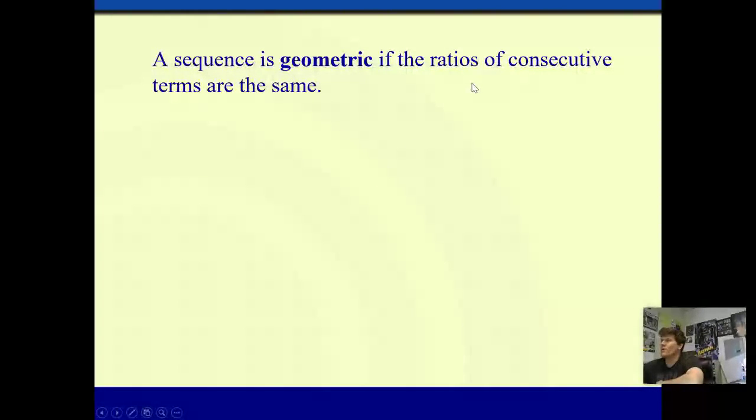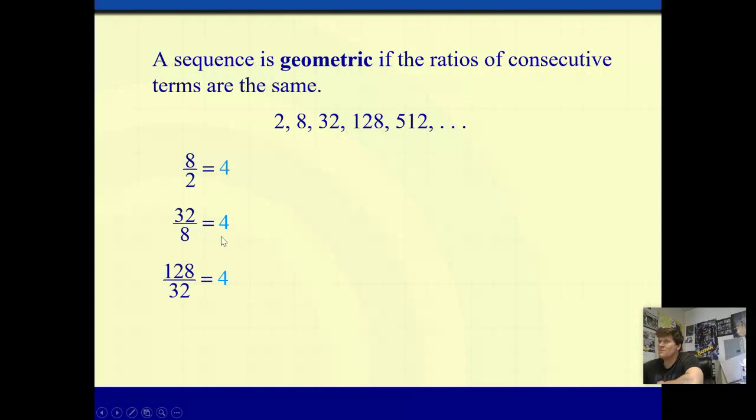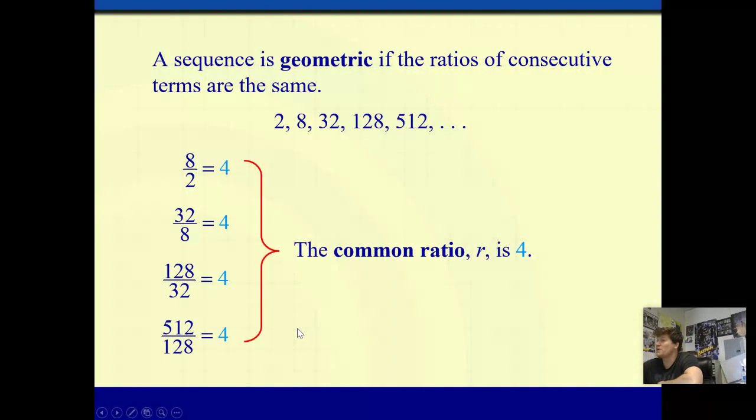A sequence is geometric if the ratios of consecutive terms are the same. So you could find that ratio by just dividing the second term over the first term, the third term over the second term, the fourth term over the third term. Basically, whatever term divided by the one that came before it. For this one, dealing with the smallest numbers, 8 divided by 2, you'll see our common ratio is 4. But that same ratio shows up every single time. That's what makes it common. That's what makes it the pattern. Because of that common ratio being the same, 4 every time, we know this is a geometric sequence.